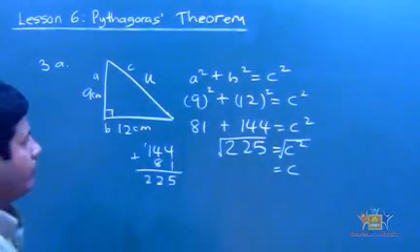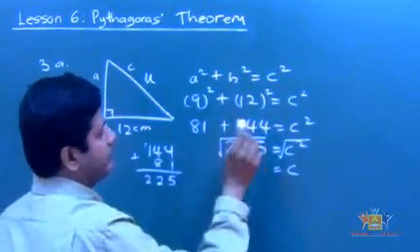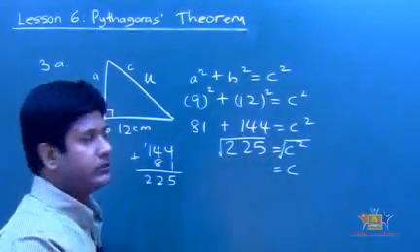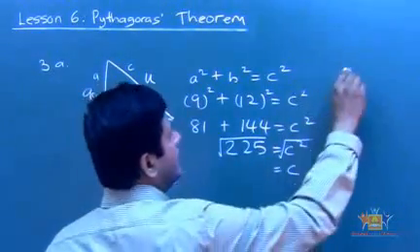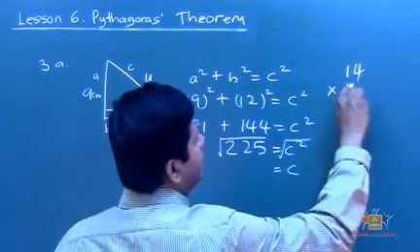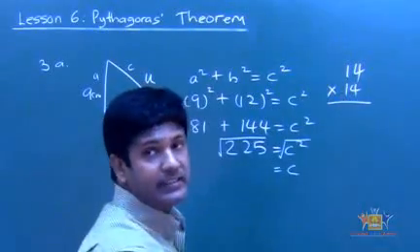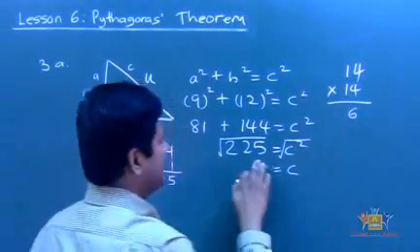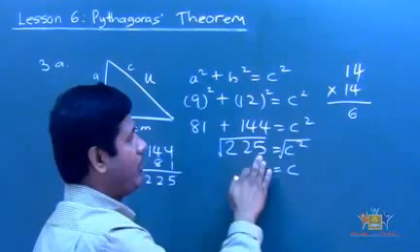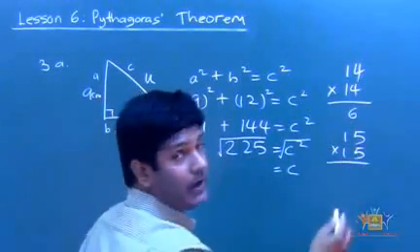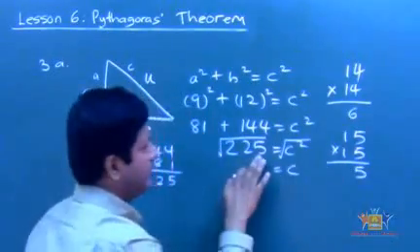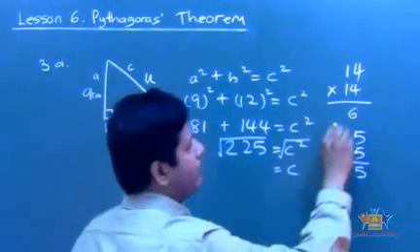225. Well, we know that 12 times 12 is 144. So let's try 14 times 14. Let's see what happens. 4 times 4 is 16, no. How about 15 times 15? 5 times 5 is 25. Maybe that might work.